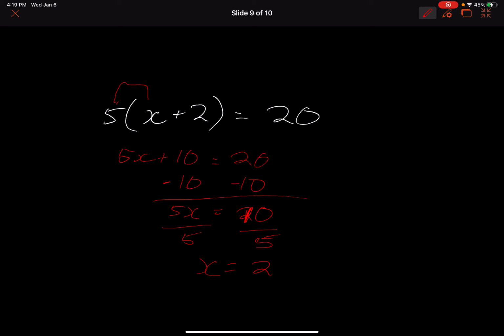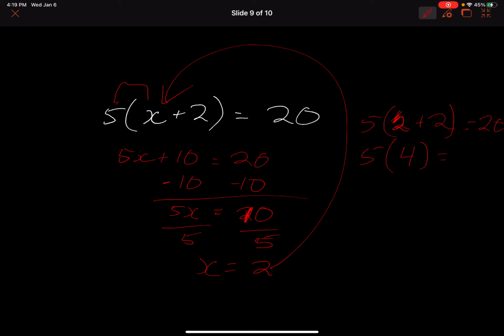Okay, now I'm going to take this and I'm going to plug it in here. So I have 5 times the quantity 2 plus 2, and that's going to be equal to 20. So I have 5 multiplied by 4, and then I know that equals 20. So I've double checked my answer, made sure that I did it properly.